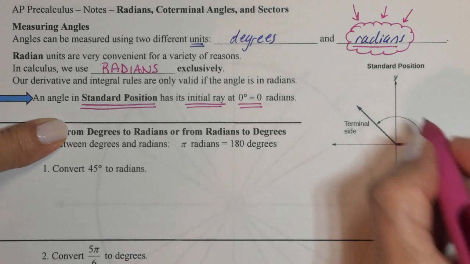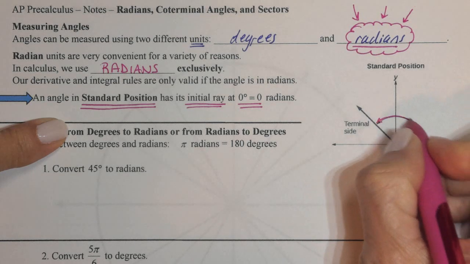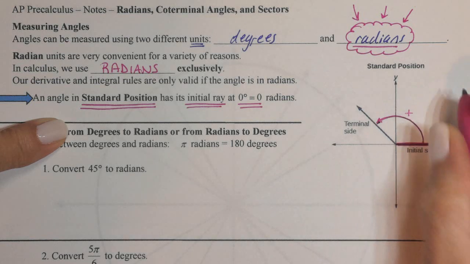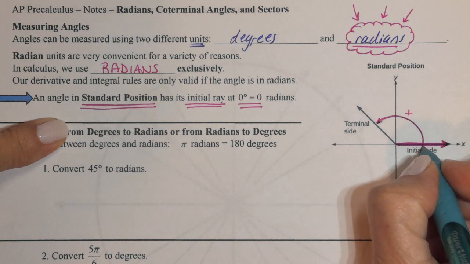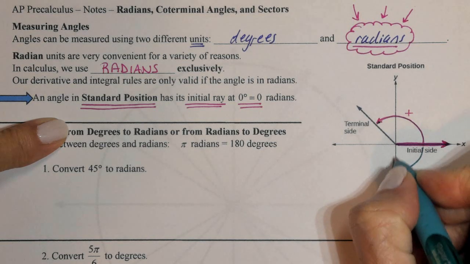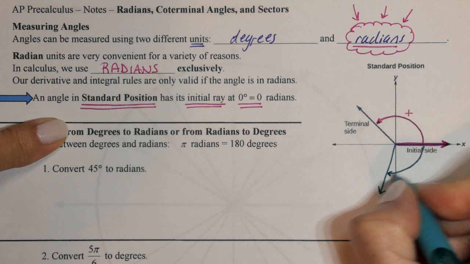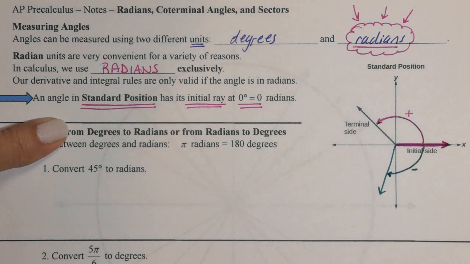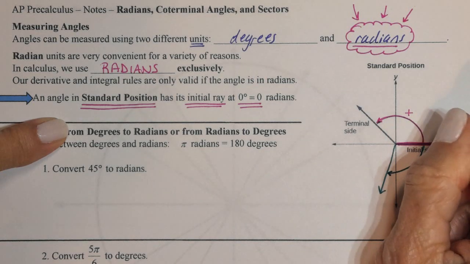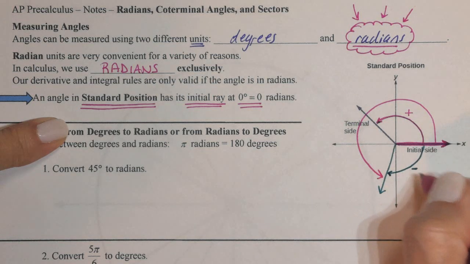If we're going counterclockwise to get to the terminal side, then that produces a positive angle measurement. Okay, if we're going in the opposite direction to get to our terminal side, let's say that we're ending right here, if we're going clockwise to get to our terminal side, that angle will be negative. Okay? So to get to this terminal side right here, we could go all the way around this way, or we could go backwards to get to it. Okay?